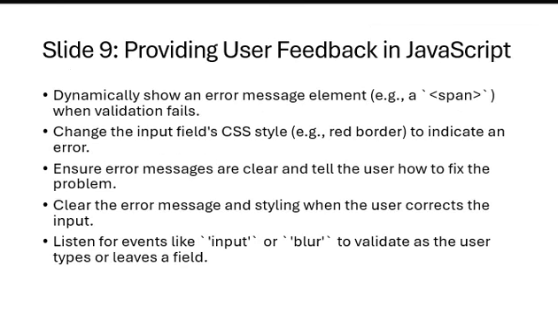Okay, next we have providing user feedback in JavaScript. When validation fails, you should dynamically show an error message element. A small span tag next to the input is a common way to display this. You can change the input field CSS styles, perhaps adding a red border. Error messages must be clear and explain how the user can fix the problem.